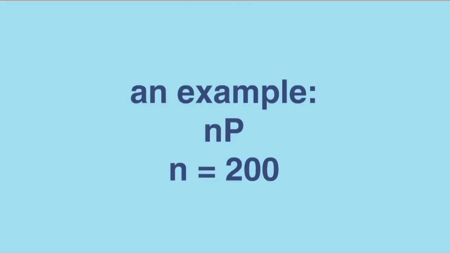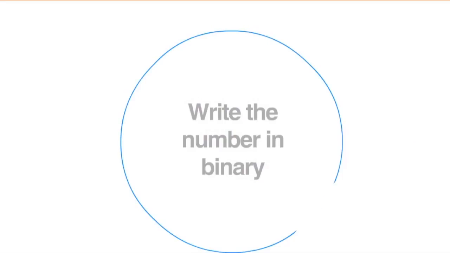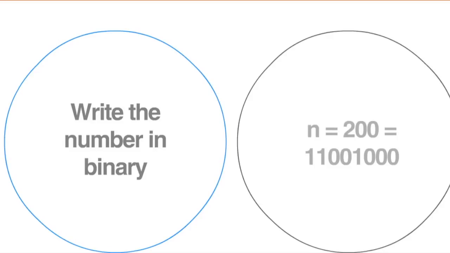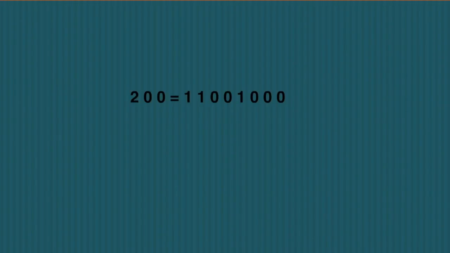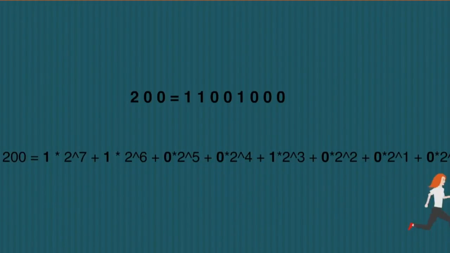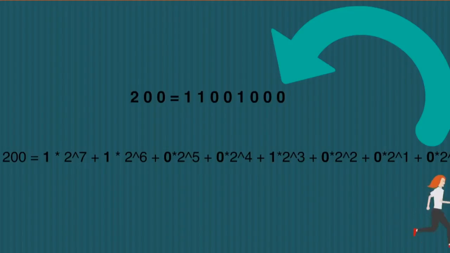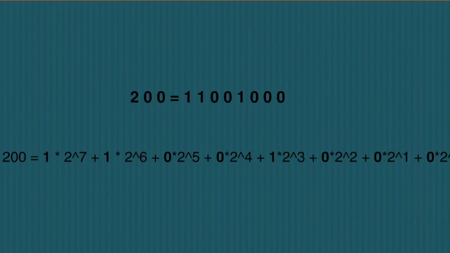Our first step will be turning this number n into a binary number. So our example will be 11001000. We can turn this into an equation with the powers of 2. So the last digit of our binary number correlates with the first coefficient of 2 to the power of 0. Similarly, the fourth digit of our binary number correlates with the coefficient of 2 to the power of 3. Look carefully to see how each digit of our binary number correlates with the coefficient of one of the terms.